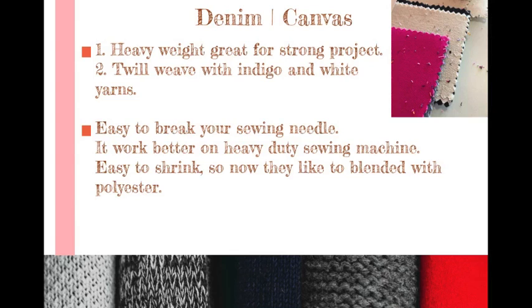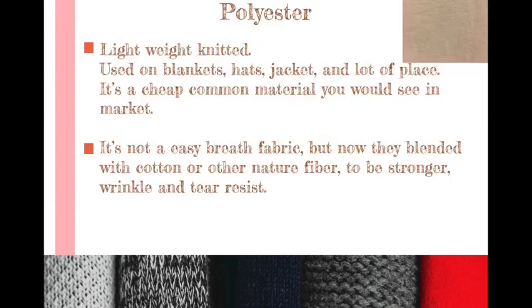So that's why right now the industry likes to blend it with other kinds of fabric like polyester, which is really common. Okay, now we're talking about not natural fabric. People invented polyester, which is really common right now. It's lightweight and used on blankets, hats, jackets, and a lot of places, pretty much everywhere, to be honest. It's a cheap, common material you can see in the market.